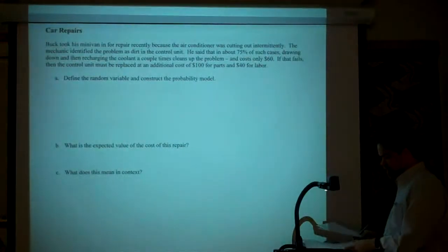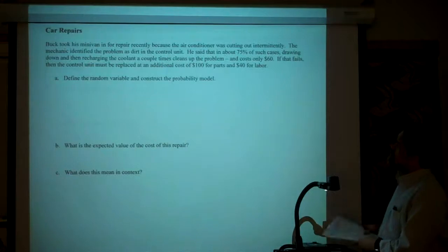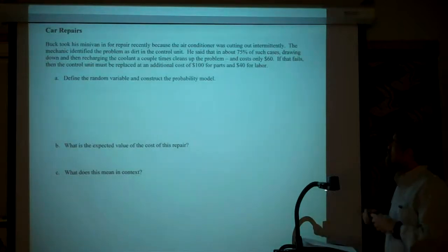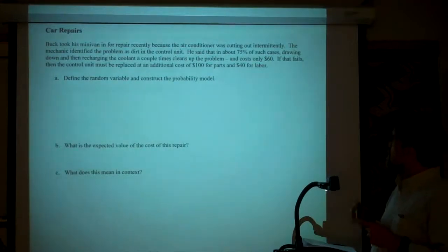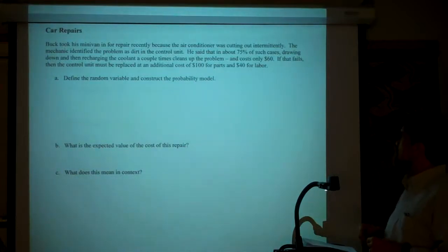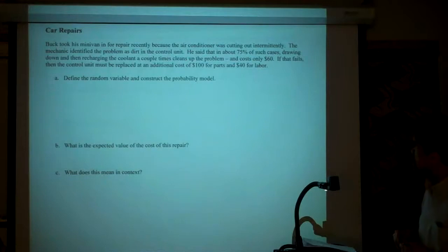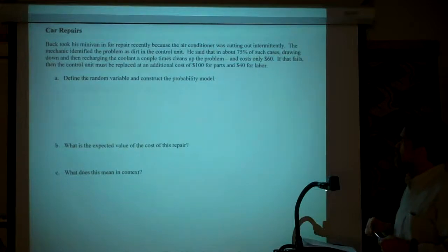Next problem has to do with car repairs. We have that Buck took his minivan in for repair recently because the air conditioner was cutting out intermittently. The mechanic identified the problem as dirt in the control unit and said that in about 75% of such cases, drawing down and then recharging the coolant a couple of times cleans up the problem and costs only $60. If that fails, then the control unit must be replaced at an additional cost of $100 for parts and $40 for labor. Okay? So the first question is, define the random variable and construct the probability model.